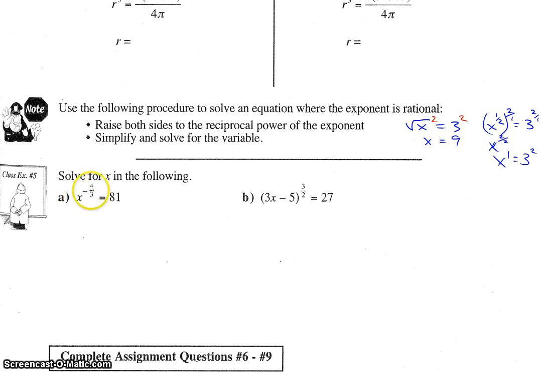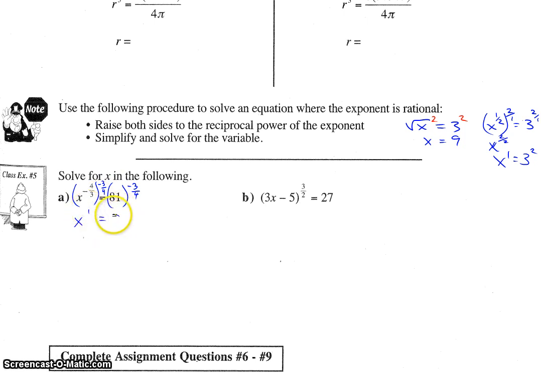Okay, so here we go. x to the negative 4/3. We are going to do the exponent on both sides, and it's going to be the reciprocal. Yes, including the negative. Because if you don't include the negative, we're going to end up with x to the negative 1, and we don't want that. So we multiply exponents. Negative times negative would be positive. 4 times 3, 12. 3 times 4, 12. 12 over 12 is 1.